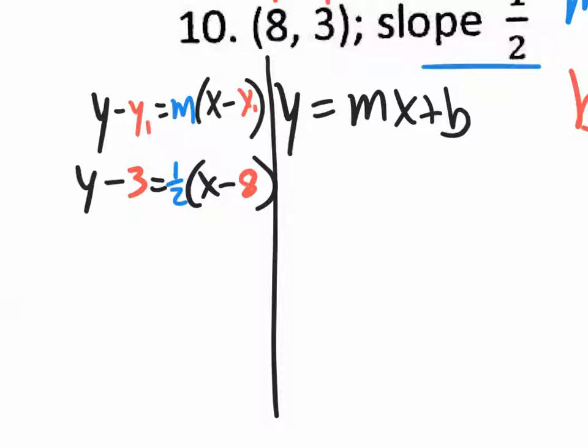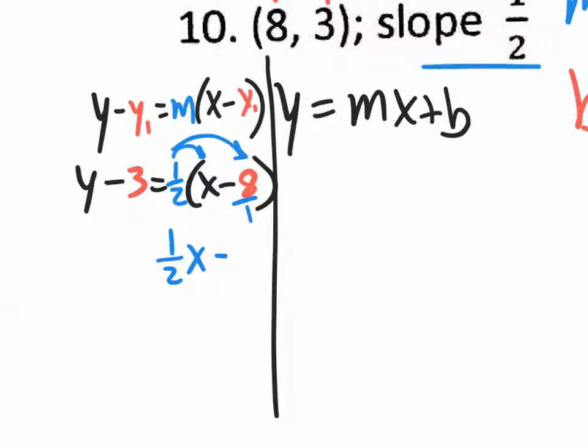And you could manipulate that equation to make it look like y equals mx plus b. In other words, you don't want these parentheses. So distribute 1/2. 1/2 times x is 1/2 x. 1/2 times negative 8. Put it over 1. And what do we end up with when I multiply 1 times 8 and 2 times 1?